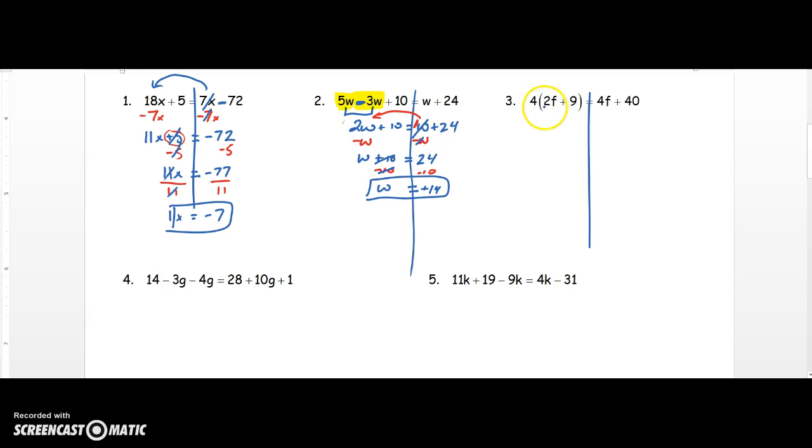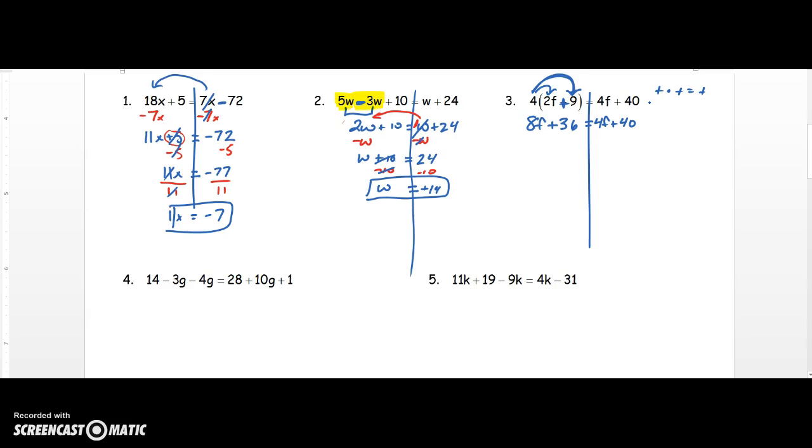Next problem. 4 times 2f plus 9 equals 4f plus 40. Okay, our first move here. You have to distribute on both sides. In this one, luckily we only have to distribute on one side. So our first step is 4 times 2f, 8f. And then we have 4 times positive 9. Remember, a positive times a positive equals a positive number. So 4 times positive 9, you get a positive 36. There's nothing we have to do on this side, so it's 4f plus 40.